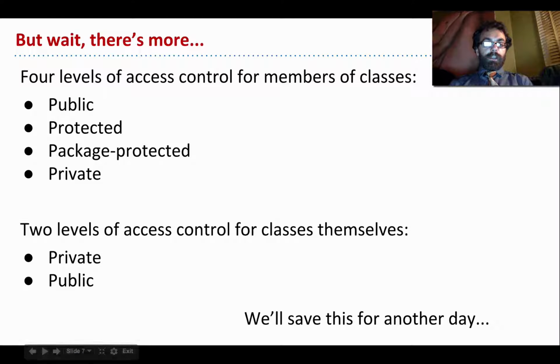Okay. Now I'll mention that's not the whole story. There's actually many more levels of access, well, 2 more, all the way from private to public, and we're not going to talk about that at all today. It's not just methods that we can protect, but also classes themselves can be considered private or public. But that's a thing we'll talk about later.